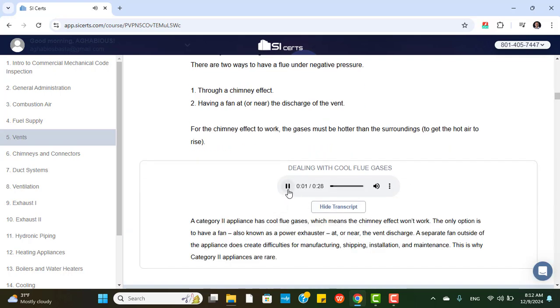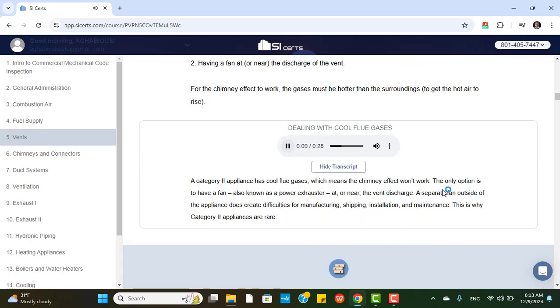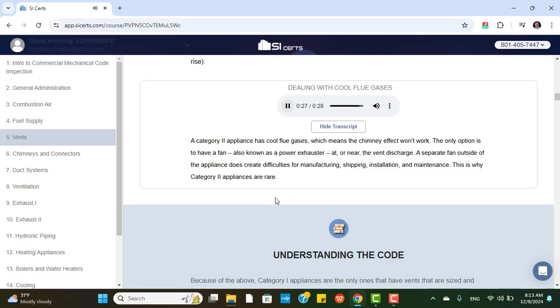Dealing with cool flue gases. A category 2 appliance has cool flue gases, which means the chimney effect won't work. The only option is to have a fan, also known as a power exhauster, at or near the vent discharge. A separate fan outside of the appliance does create difficulties for manufacturing, shipping, installation, and maintenance. This is why category 2 appliances are rare.